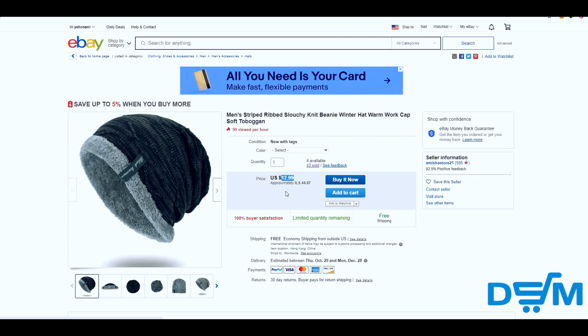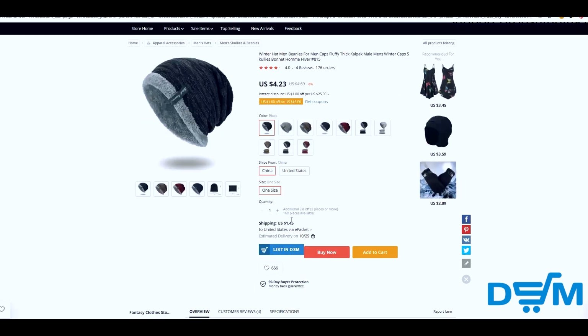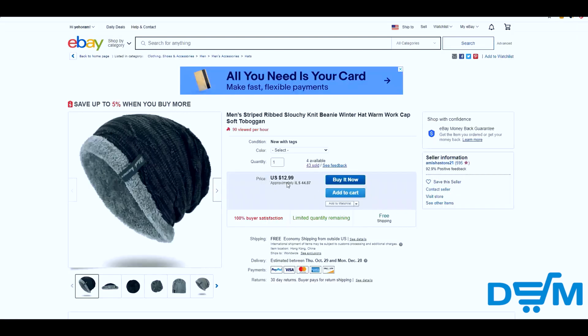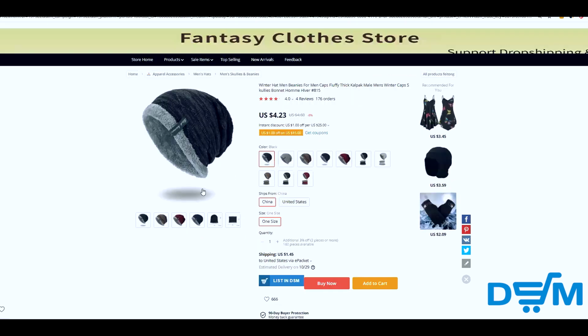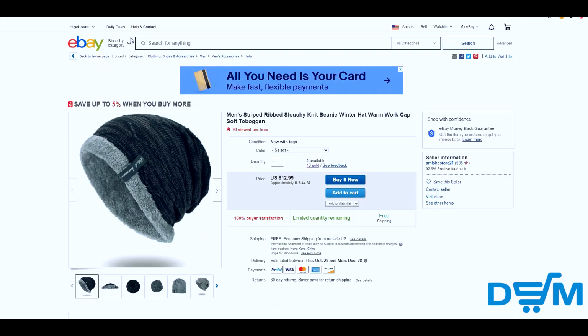Here I'm not going to show exactly how to do all of the calculations, but common sense says that if you sell a product for $12.99 and you buy it for $4.23 plus $1.45, without any calculation, it's going to be profitable even if you sell it for less than $12.99. So I found an arbitrage, a product with demand on eBay and with a cheap supplier on AliExpress. That is the one principle that could work for me.